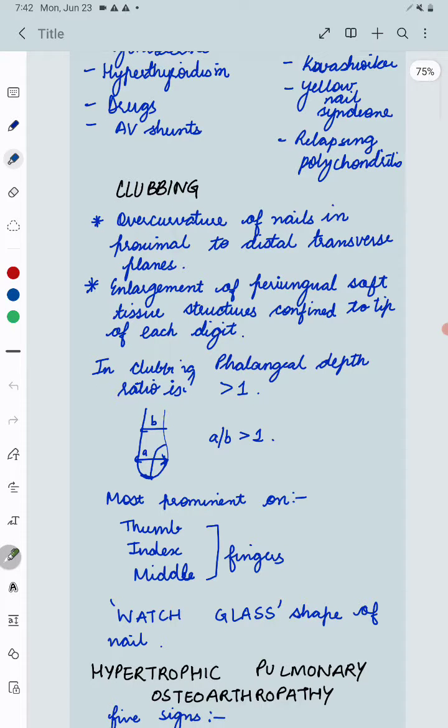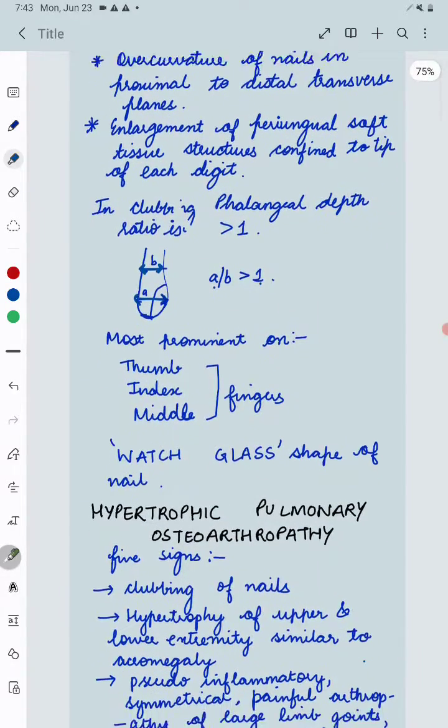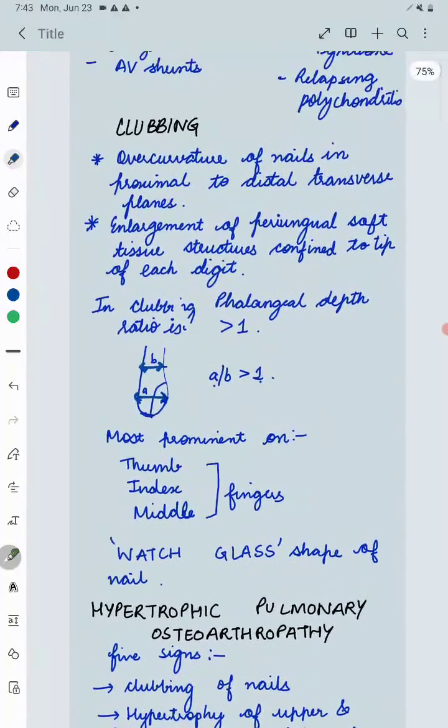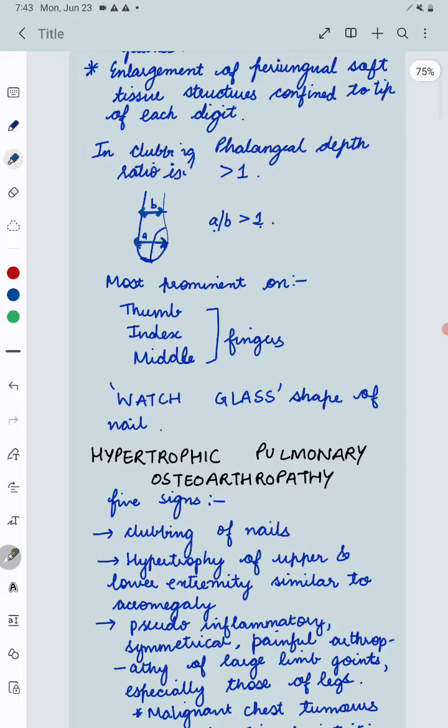Now clubbing is a condition. I'll describe it by this diagram. The maximum bulge of the nail is point A, and at the proximal most point you have taken the diameter as B. Now if A by B is greater than 1, then the patient is said to have clubbing. It is most commonly seen in thumb, index finger and middle finger. The shape of the nail is of watch glass type. Now clubbing is seen in all conditions that affect the heart and the lung.